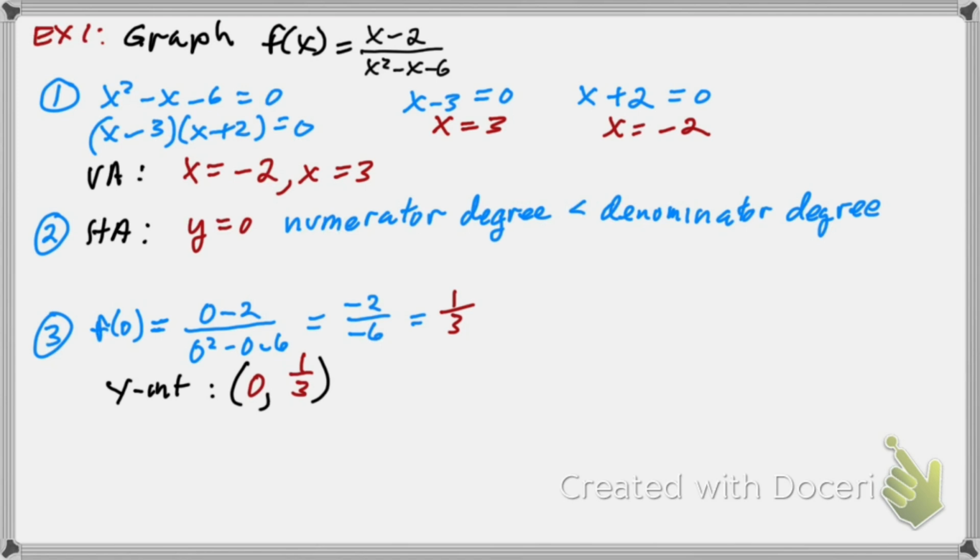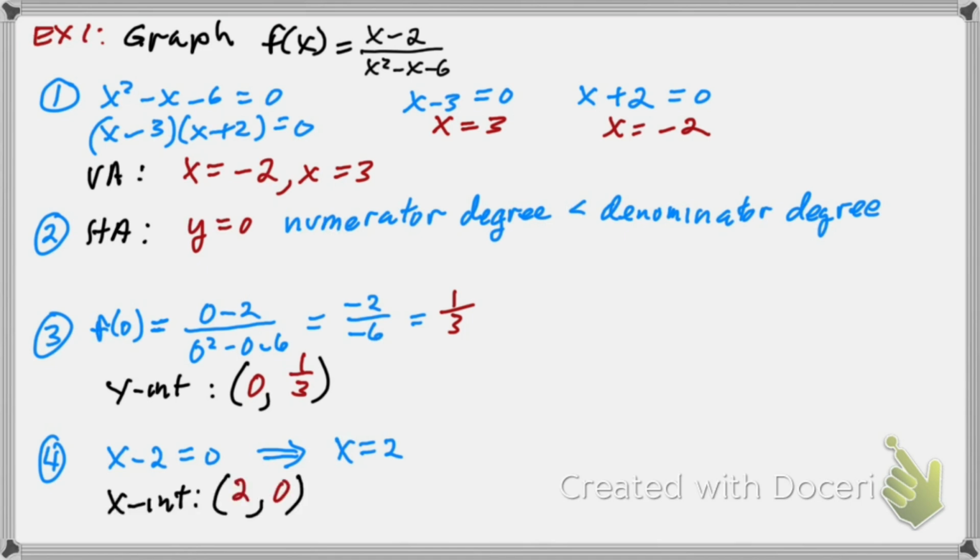Step 4 is get the x-intercepts. Well, how do I do that? I take the numerator of my fraction and I set it to 0. Then I just solve for x. x equals 2. That tells me that's where my x-intercept is. I've only got one. So it's at the point 2, 0.